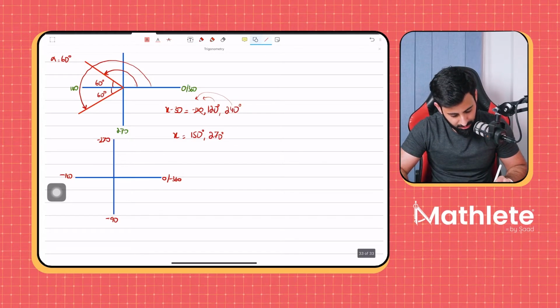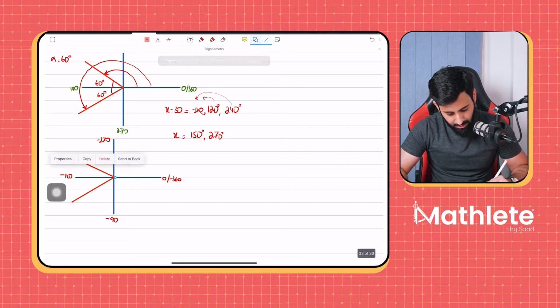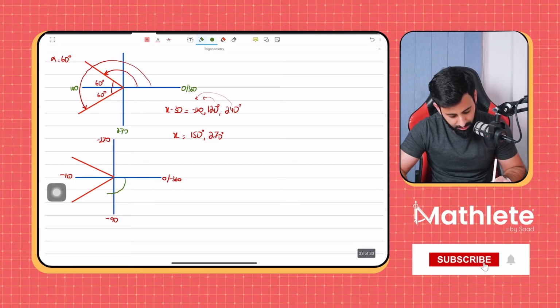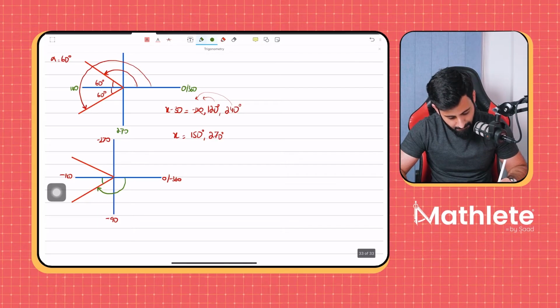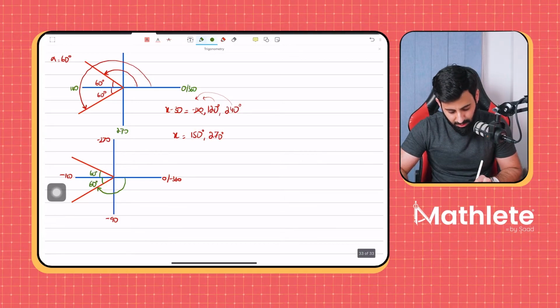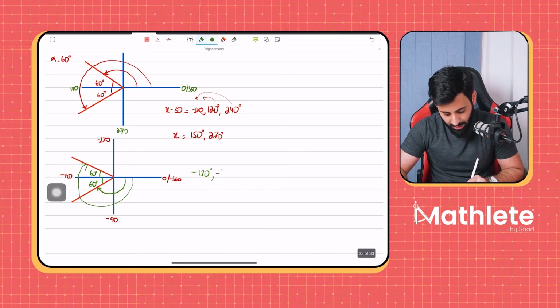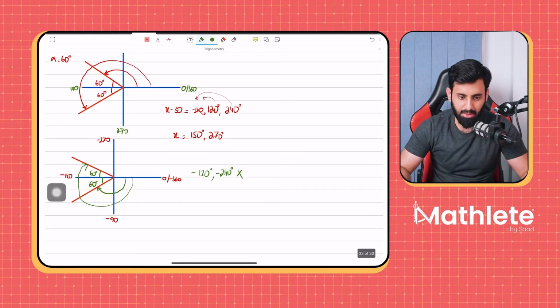But then notice what happens. If we try to find the values on the negative side in a clockwise direction, what is this going to be equal to, considering that this is 60? This is going to be equal to minus 120. And what is this going to be equal to? This is going to be minus 240. So what's wrong with that? The problem is that this is outside the range.